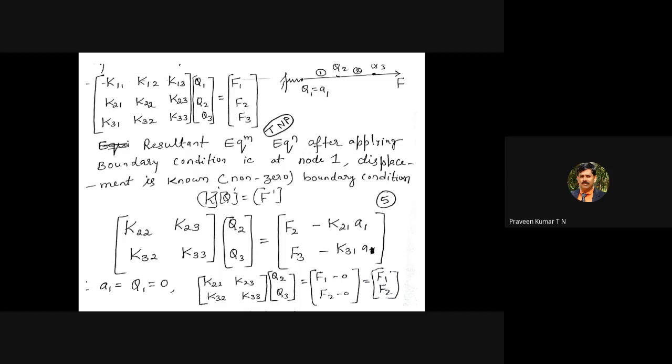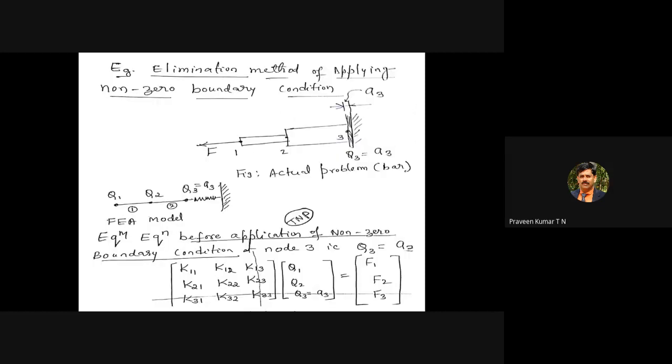But if A1 is equal to 0, it is nothing but a zero boundary condition. At node 1, Q1 is equal to 0. Then this term vanishes. Finally, we have F1 and F2 minus 0 because A1 is 0, so that's equal to F1, F2. What we have done for the structural problems, it comes back to the same condition. If A1 or Q1 is equal to 0, you just have to eliminate the first row and first column. If A1 or Q1 is not equal to 0, then even after eliminating the first row and first column, you have to modify the force vector. Whatever the terms on the left hand side, those go to the right side. So that is one case.